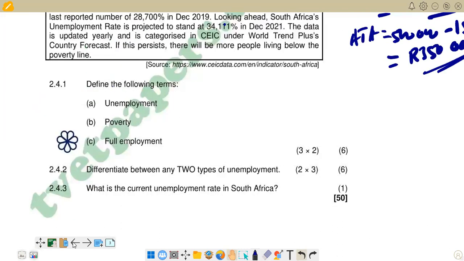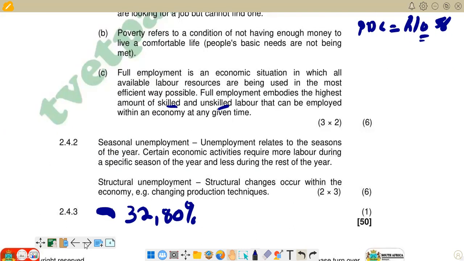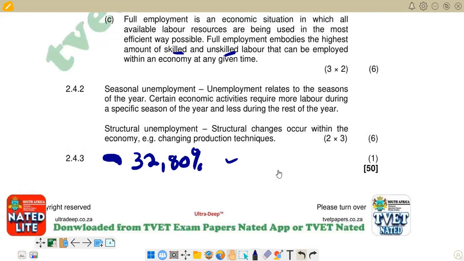Then we look at the last question, which is saying, what is the current unemployment rate in South Africa? Usually these figures come from Stats SA, and according to the current information, as at October 2023, the rate stands at 32.80%. 32.80% is our rate currently. How this is calculated, the employment rate and the unemployment rate, we are looking at those that are employed over the labor force that we have in the country. So maybe you can try to give the formula for calculating the unemployment rate.